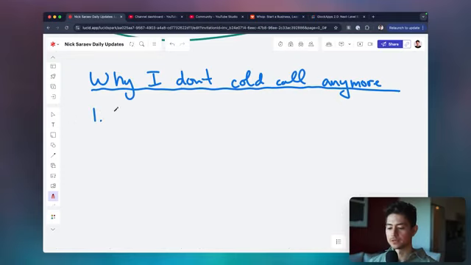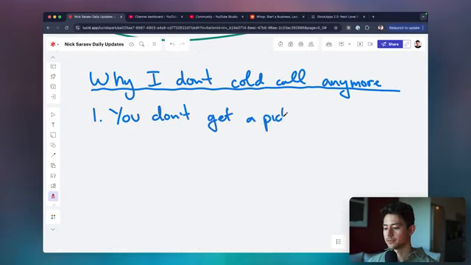So there are a couple of main issues with cold calling. The first is you don't get a pickup. So if you call 100 people right now, depending on the quality of your list, maybe 30 to 50 of them just won't pick up. So you just spend time researching a company, doing whatever you've been doing, and then you place a call and it just goes ring, ring, ring, and you just don't ever reach somebody.